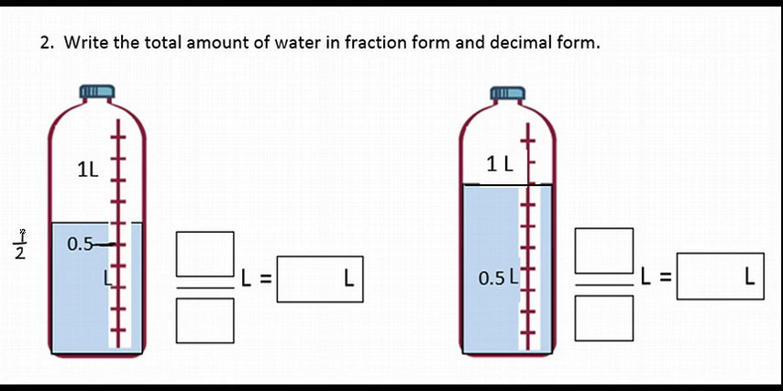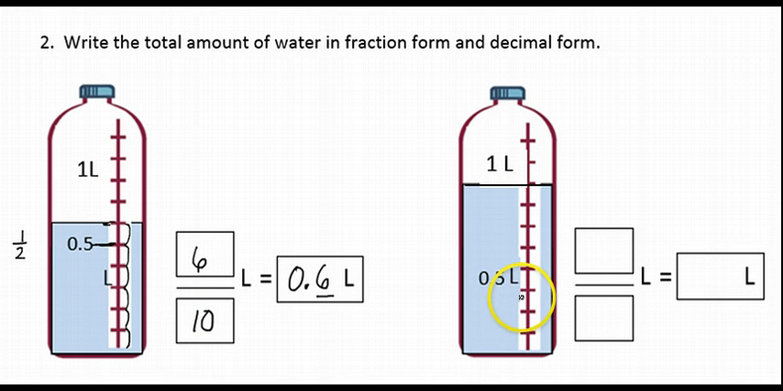We need to figure out how much water is in the bottle if it goes up to the next line. Well, each section is 1/10, so if I count, there's 5/10, 6/10. I'll write that first as a fraction, that's 6/10 of a liter. As a decimal, I would write it 0.6. Again, the first spot after the decimal point is my tenths spot, so I would read this as 6/10 of a liter, just as if they were written in fraction form.